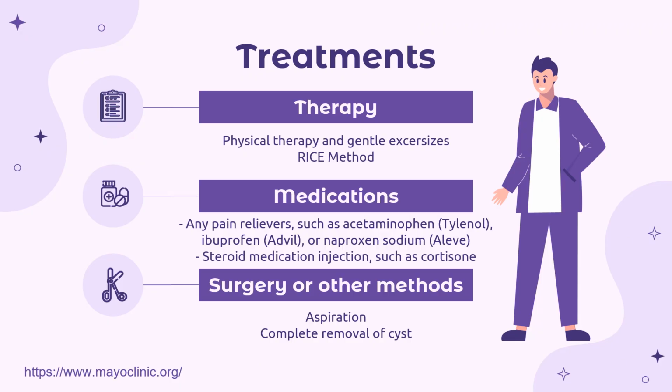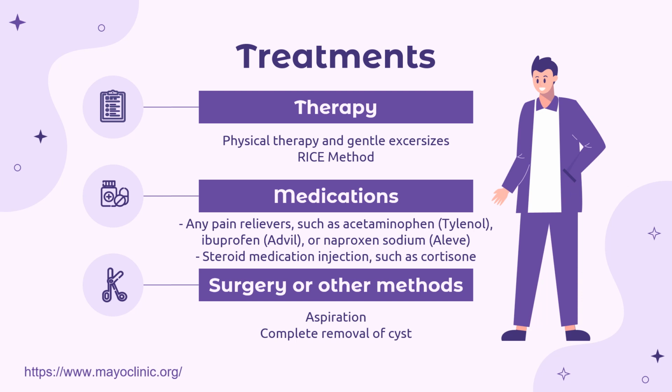Treatment options for Baker's cyst include therapy such as going to physical therapy and gentle exercises, or following the RICE method, which stands for rest, ice, compression, and elevation. For rest, you should stop the physical activity that caused the injury to avoid making it worse. For ice, you can apply an ice pack or cold compress for 10 to 15 minutes every hour after the first day of your injury. After 1 day, you can apply every 3 to 4 hours, but do not apply the ice directly to your skin to avoid burns.